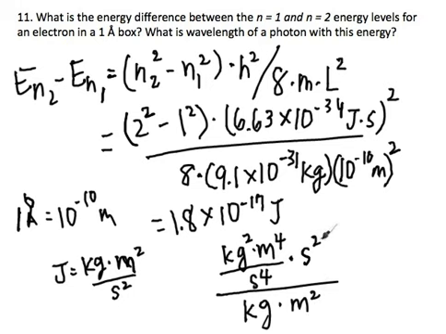So seconds, we're left with seconds squared. Meters, we're left with meters squared. And then kilograms, we're left with just 1 kilogram. So we're left with kilograms times meters squared over seconds squared. So that equals 1 joule. So the units are also correct. So that's why at the end we get 1.8 times 10 to the negative 17 joules.